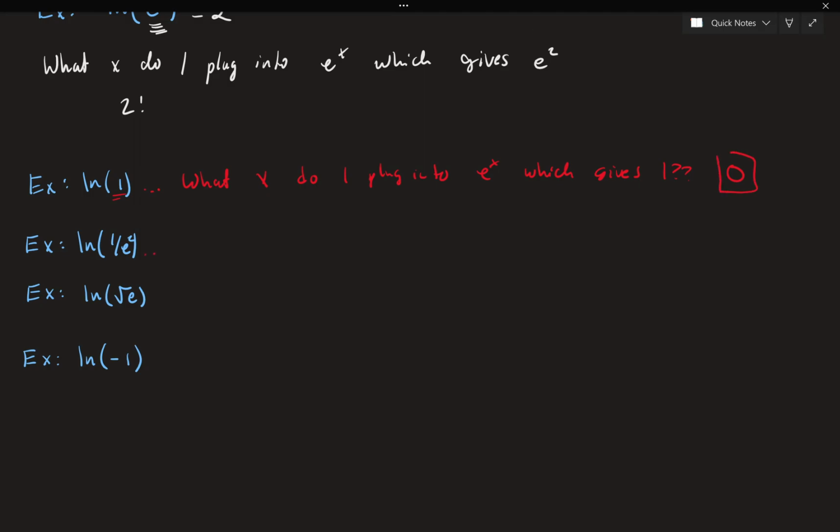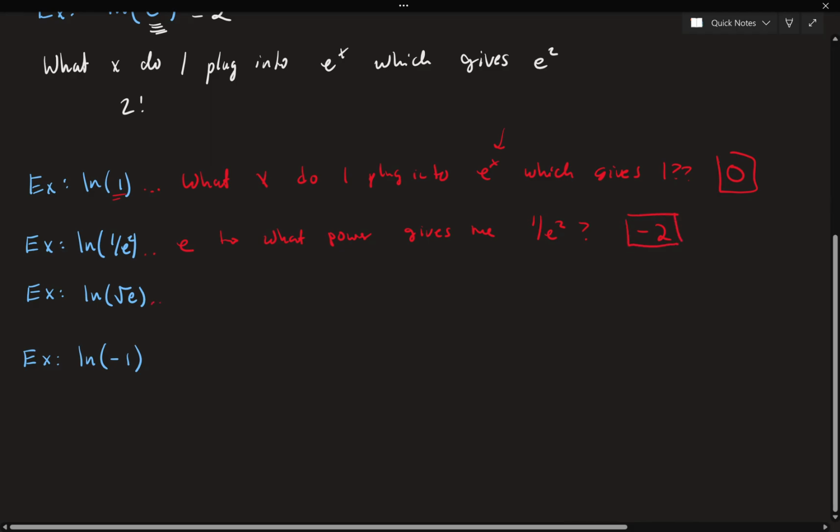So from here on out, I'm going to write the question more succinctly. I'm going to say, not what x do I plug into e to the x, but e to what power gives me 1 over e squared? Well, the answer is -2, because e to the -2 gives me 1 over e squared. So that's it.